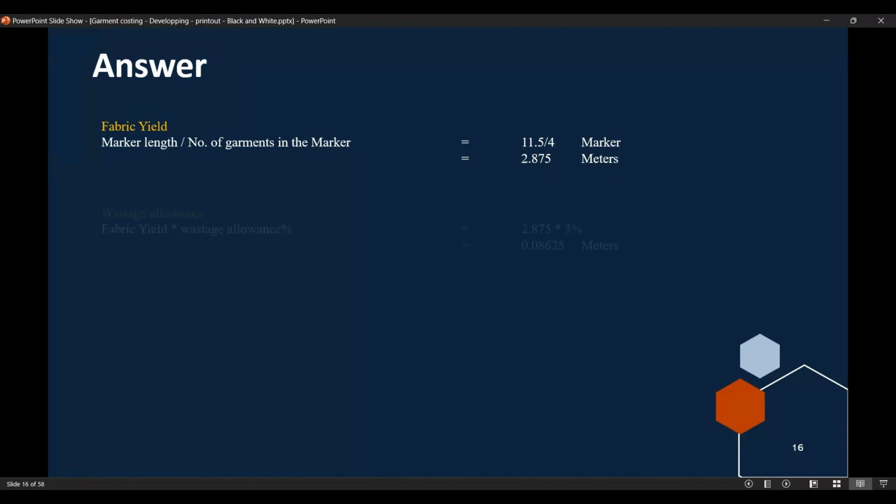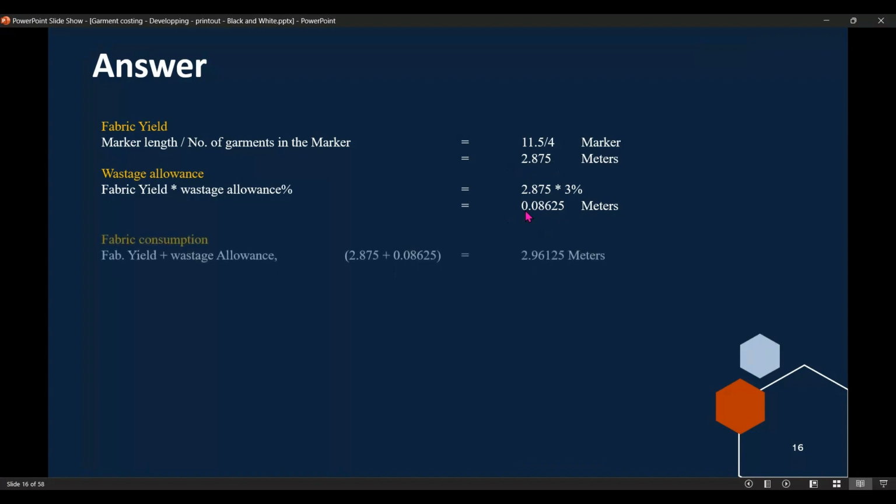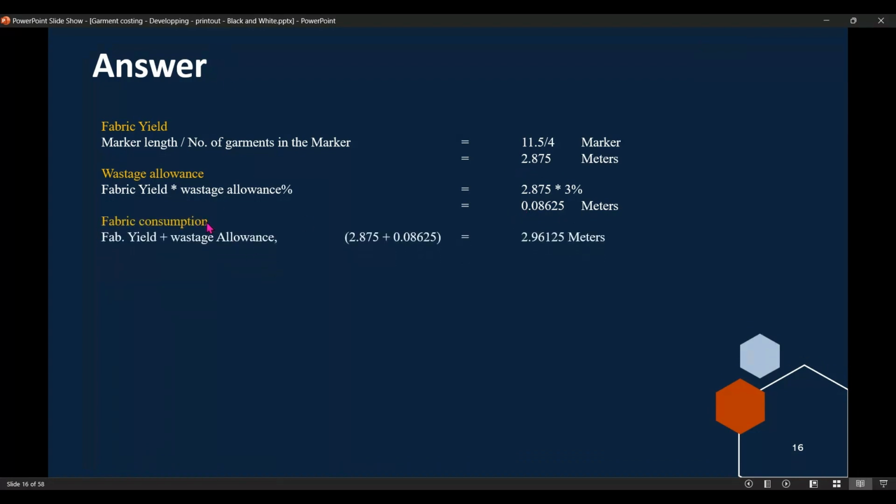It's the average. And we also need a wastage allowance for the garment. So from this 2.875 we need another 3%, that will be 0.08625 meters. Both this consumption, the yield, and this wastage are needed for one garment, so we can say the fabric consumption or fabric yield yardage is 2.96125 meters.